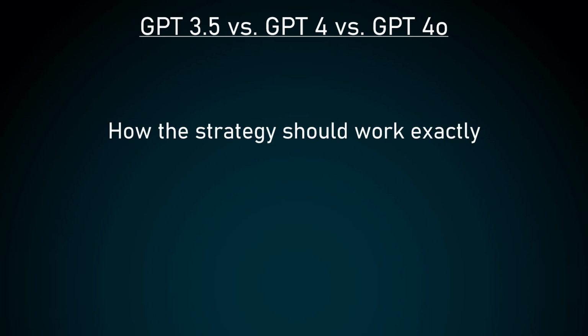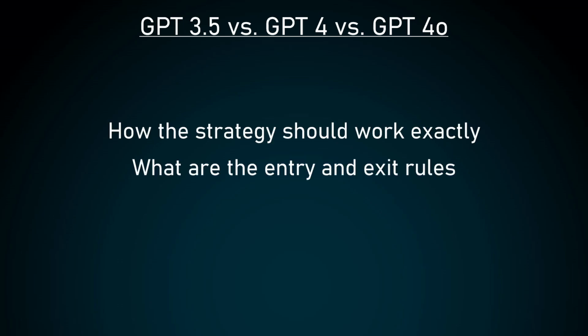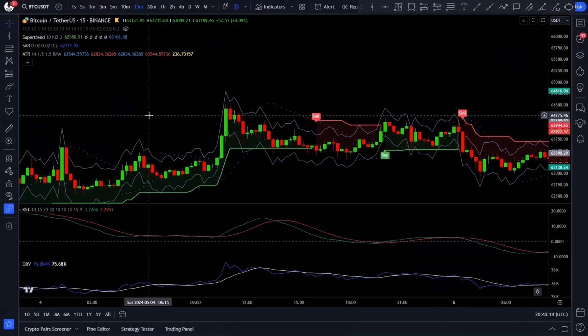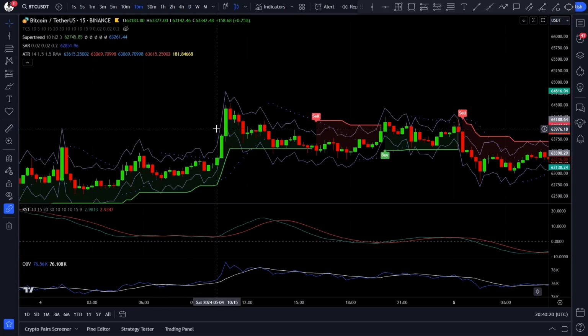Okay, but how accurately each of these models coded the strategy? Let me describe to you how the strategy should work exactly, what are the entry and exit rules, and then let's compare all the three versions and find out which GPT coded the strategy the most accurately. Okay, let's add the indicators to the chart and then I will show you how this strategy should work.